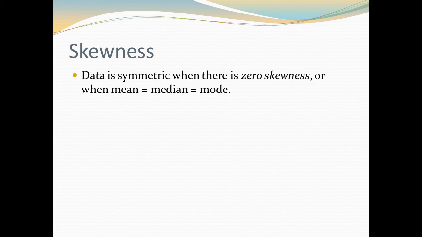Skewness is what we talk about in terms of the graphic distribution. When data is symmetric and there is 0 skewness, that's when you have mean equal to median equal to mode. It's the perfect bell curve.